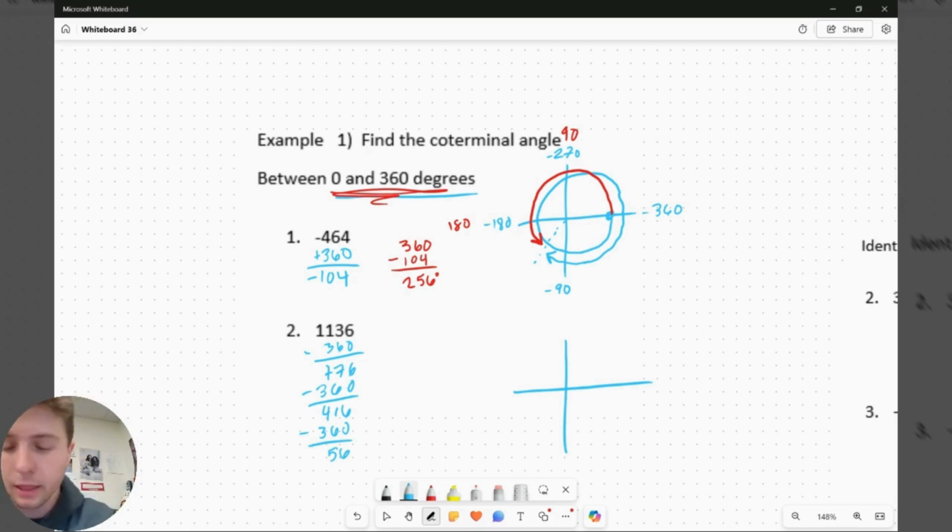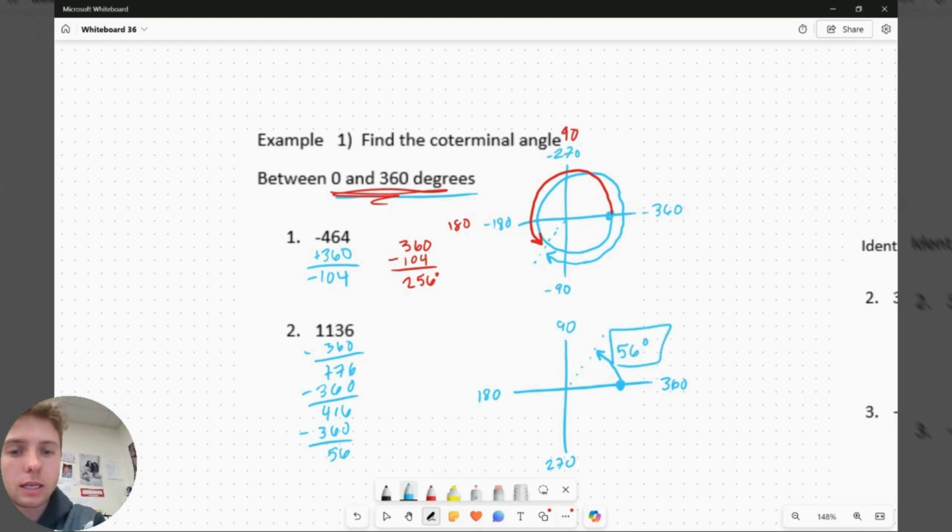So all I need on this one then is just how far do I go? Well, if I start in that same spot, I know that every axis I get to is just another 90 degrees. So in this case, 56 does not even get me to that first spot. So my reference angle here, my coterminal angle here is 56 degrees.